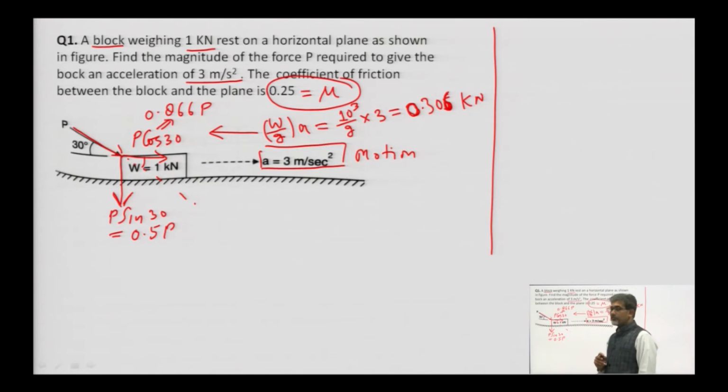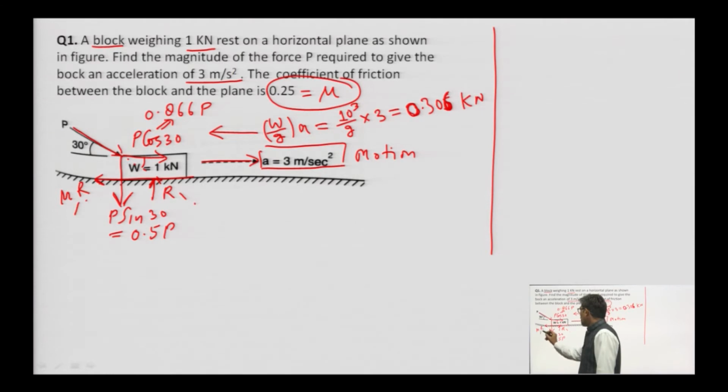What will be the other forces? Since motion is taking place in this direction, therefore friction force will act, and the direction of the friction force will be this. We know that its value, if the normal reaction is R, is mu into R. The mu value is given to us, it is 0.25.